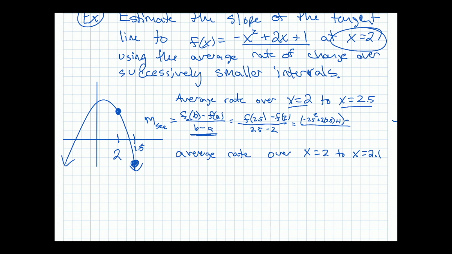Okay, good enough. So then you got to put a 2 in there. So you put a 2 in your function, you got negative 2 squared plus 2 times 2, I'll just write that as 4, plus 1 over, again, 2.5 minus 2 is 0.5, right? And you just have to evaluate that, and you have to get a number there. So I'm just going to go to a computer. Negative x squared plus 2x plus 1.